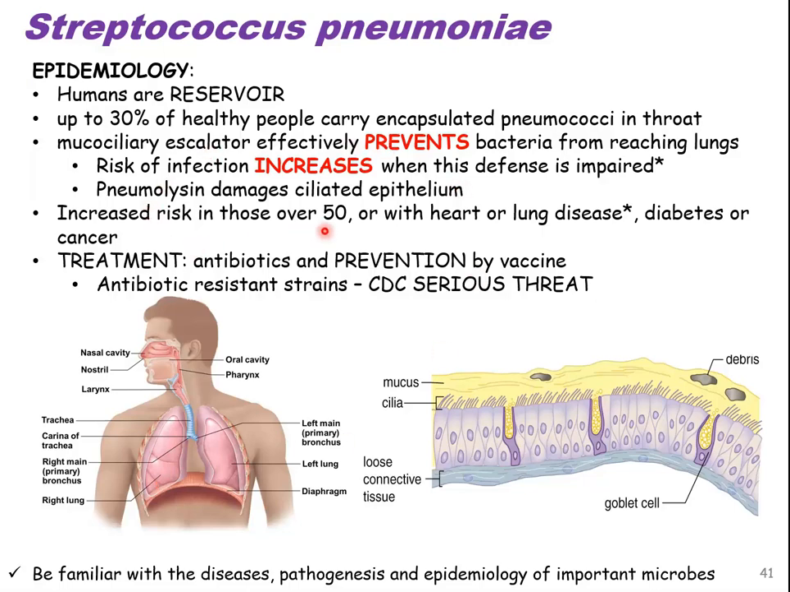There is increased risk for those over the age of 50, and this is a common cause of pneumonia in the elderly. It can be treated with antibiotics, but there are vaccines for it. Another name here is pneumococcal pneumonia, because it's a coccus bacteria that causes pneumonia. There are different vaccines available, and most of them are against the capsule, which serves as the antigen. There are now some antibiotic-resistant strains, so the CDC is monitoring that, and that is a serious threat.